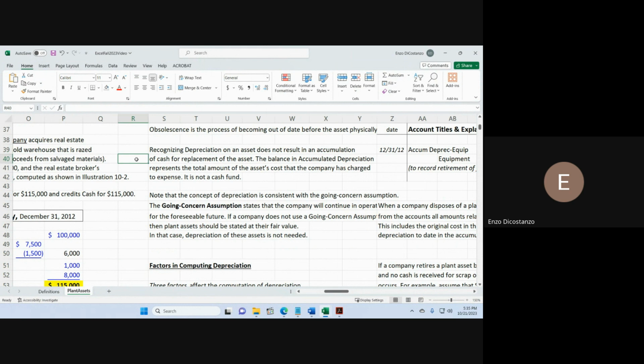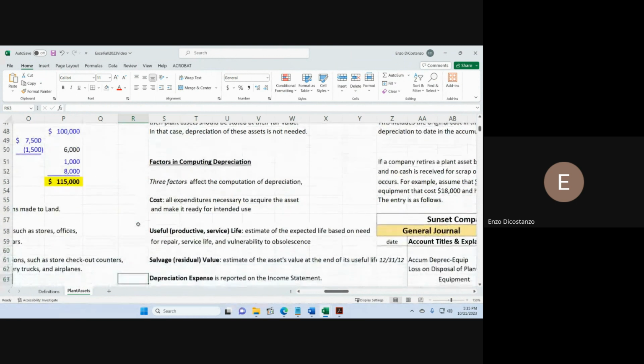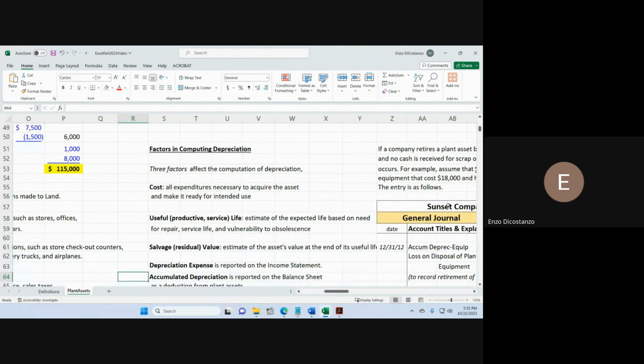A going concern assumption states that the company will continue its operations for the foreseeable future. If it doesn't use the going concern assumption, then the plant asset should be stated at the fair value. In that case, depreciation is not needed. So, yeah, okay. But I've used going concern in contracts, and I'm looking forward to having more time to spend on the contractual part of what we do.